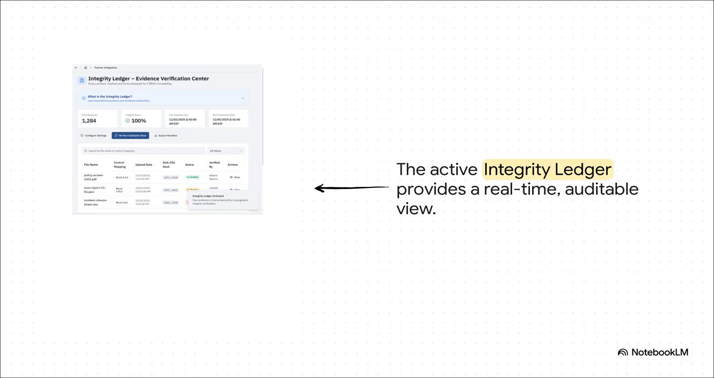This dashboard becomes your single source of truth, your irrefutable record of evidence authenticity. You can see every file, its unique hash, its verification status, and the exact time it was last checked. So when that auditor asks their question, you don't just give them an answer, you show them the immutable proof.